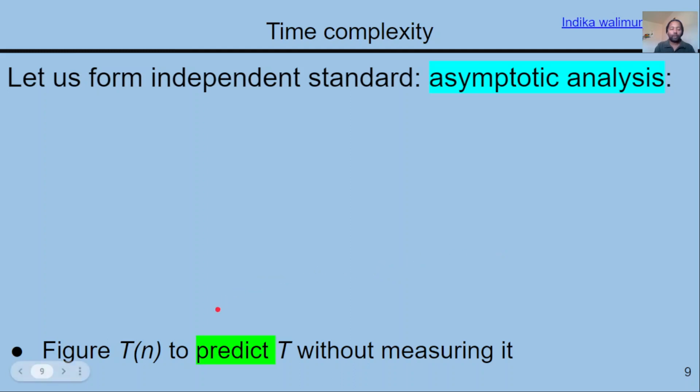So by figuring out T(n), we may be able to predict T, the time, without measuring it. It's not an exact analysis, but we may be able to predict this T(n) and even draw conclusions on the comparison of algorithms based on that prediction.